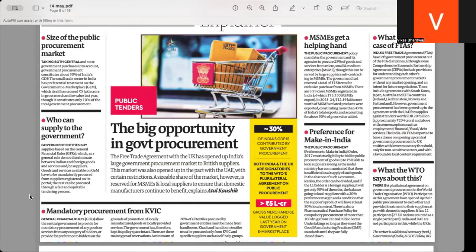India's free trade agreements have left government procurement out of the FTA disciplines. But some comprehensive economic partnership agreements include provisions for understanding each other's government procurement markets, and this is happening without opening the complete market for them. So this is a very good point. We have discussed it in a certain way also. It is going to bring more competition and more clarity. That is going to help.